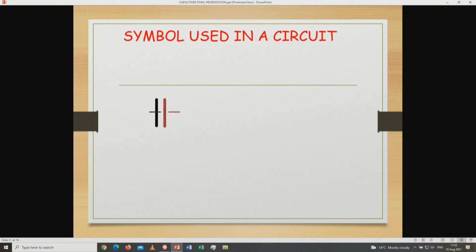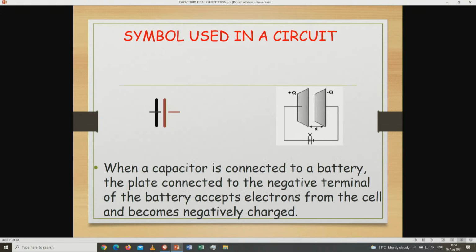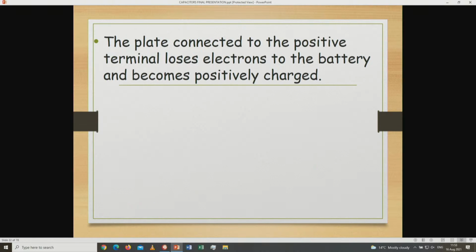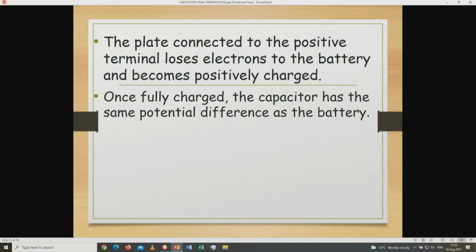Now, symbols used. This is a symbol for a capacitor. Just an example of a capacitor connected in a circuit. When a capacitor is connected to a battery, the plate connected to the negative terminal of the battery accepts electrons from the cell and becomes negatively charged, and the plate connected to the positive terminal loses electrons to the battery and becomes positively charged. Once fully charged, the capacitor has the same potential difference as the battery.